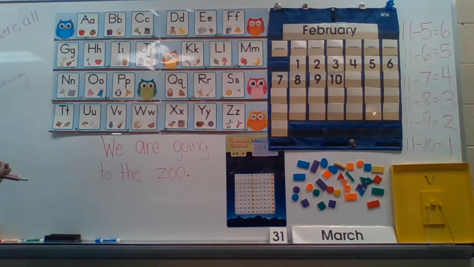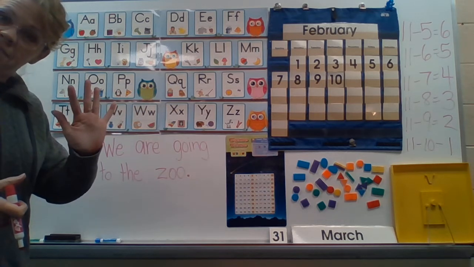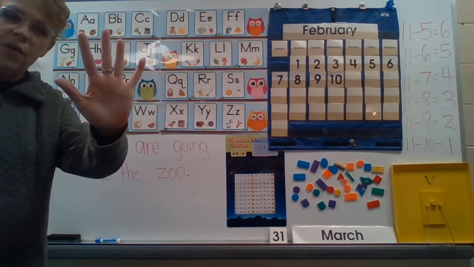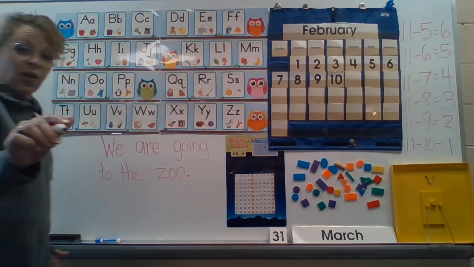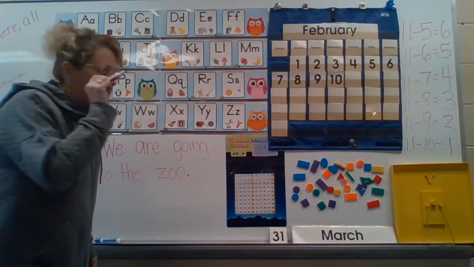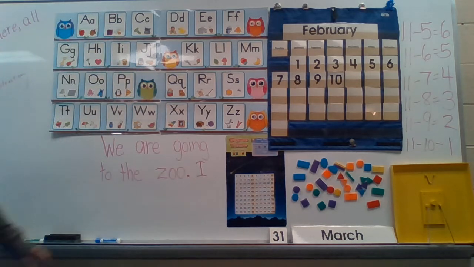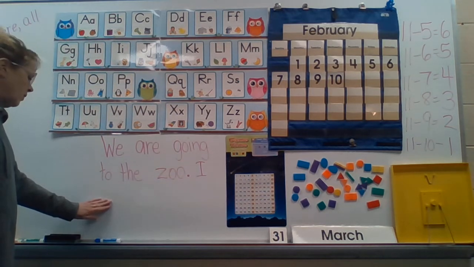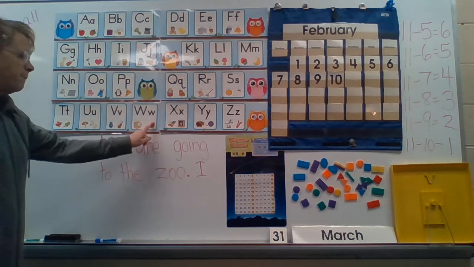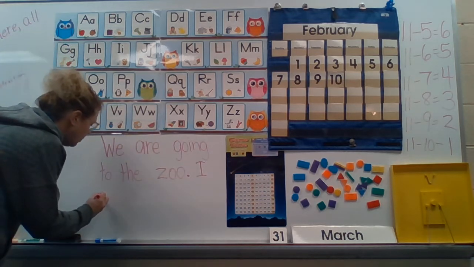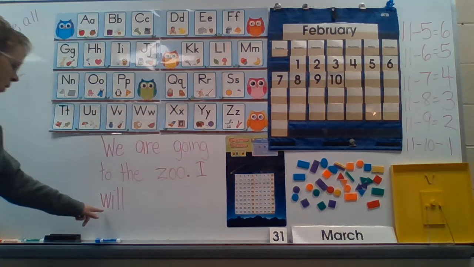All right? I'm going to say, I will see a seal. 5 more words. New sentence, 5 words. I will see a seal. I, talking about yourself, capital letter, always, plus it's at the beginning of a sentence. I. Then I'm out of space there. I've got to finish my sentence down here. Will. It starts with W. W-I-L-L. I will.